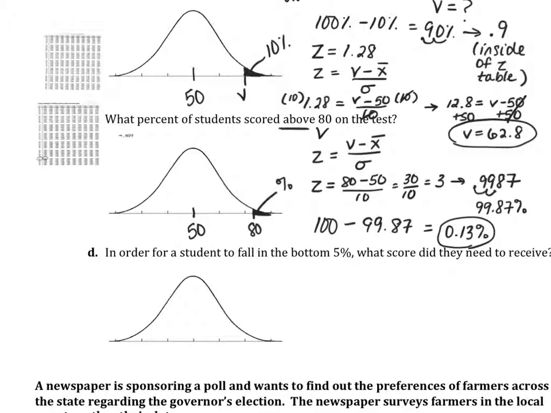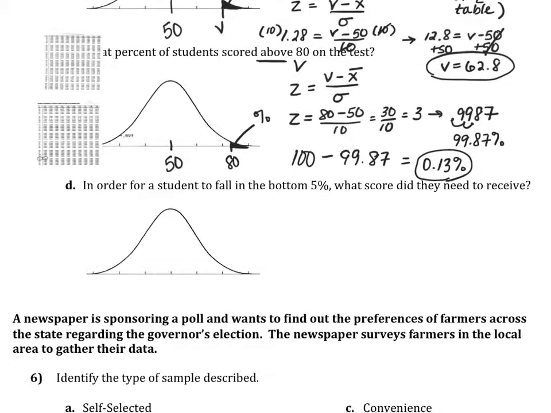Your last problem, part D, is similar to part B. And this one says, in order for a student to fall in the bottom 5%, what score did they need to receive? So we are given a percent. Keep in mind this is a bottom 5%, so it's like a less than problem, it's a shade to the left problem, and we need to figure out what score. So that means what is V? What is your number of interest?